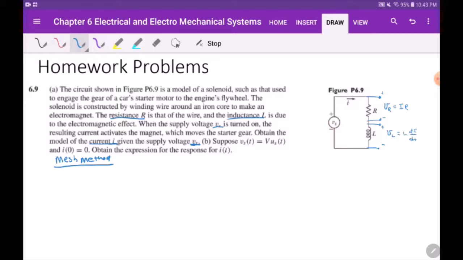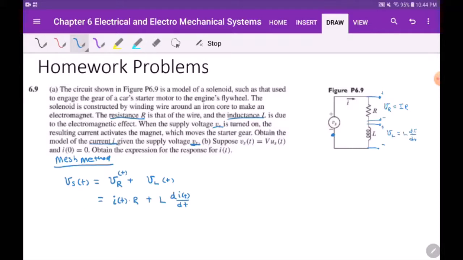So let's start. When you go around the loop, I'm going to start from this point right there, the negative terminal of the voltage source. So I'm going to start with Vs of t, that's your gain, equals the voltage drop across the resistor plus the voltage drop across the inductor. They're all functions of time. So that's equal to I of t times R, plus L di over dt.